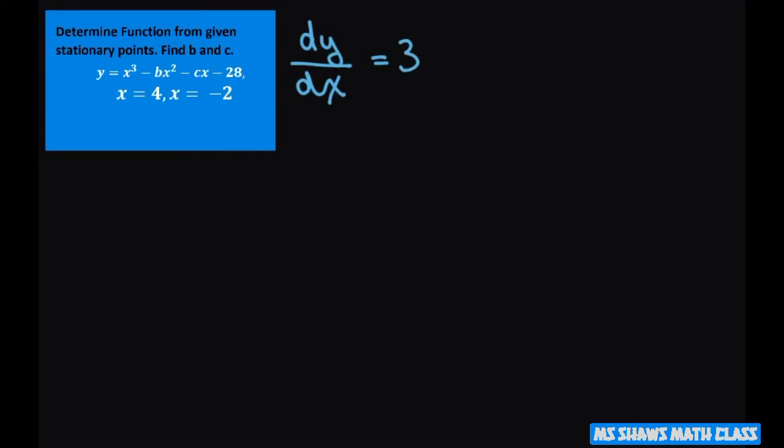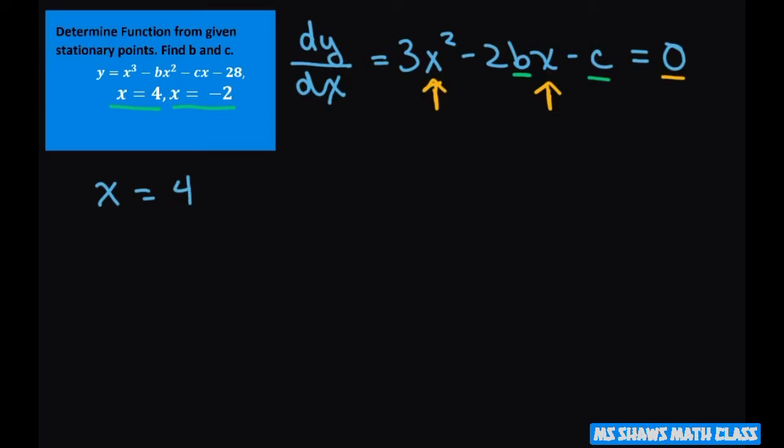When I do this, I get 3x squared minus 2bx minus c equals 0. So basically what you would normally do is factor this, and you would get the stationary points x equals 4 and x equals -2. But since we don't have b and c, but we have the stationary points, we're working in reverse. That means if I plug in 4 into this x, or when I plug in -2 into this x, I will get 0 from the derivative. So we have x equals 4 and x equals -2 when our derivative with respect to x is 0.